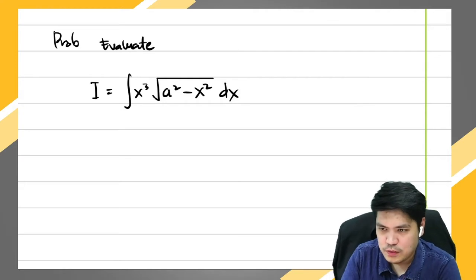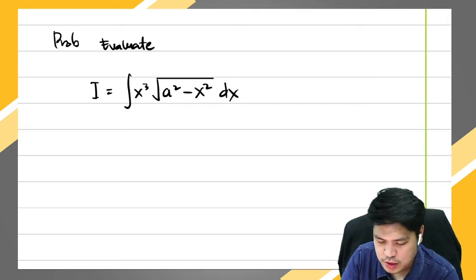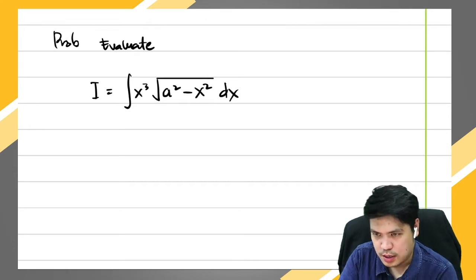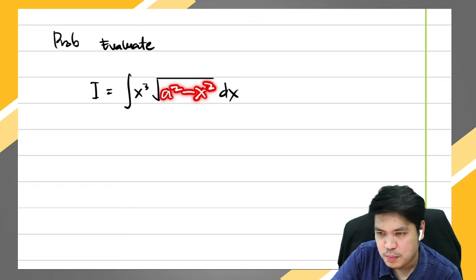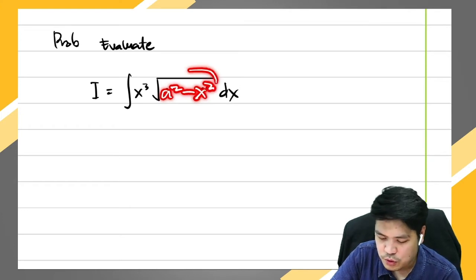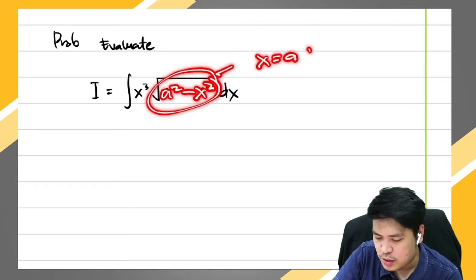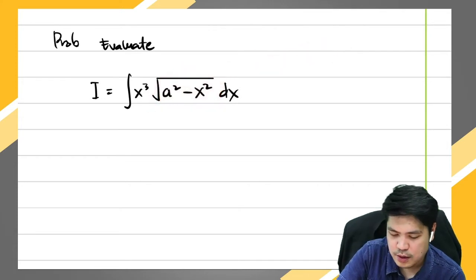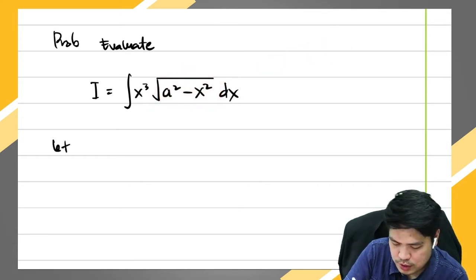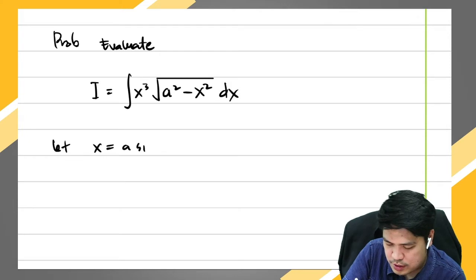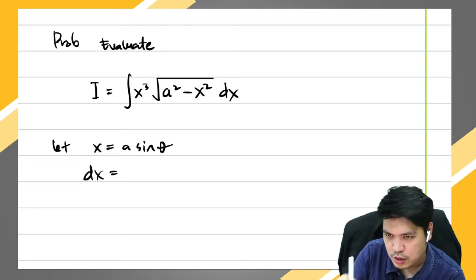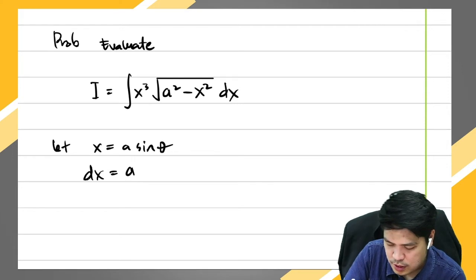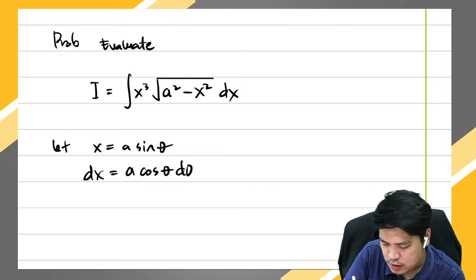So we need to evaluate I. I is equal to the integral of x cubed times the square root of a squared minus x squared dx. So a squared minus x squared appears in the integral. Therefore, we need to use x is equal to a sine theta. So if we do that, we let x equal a sine theta. It follows that dx is equal to the derivative of a sine theta, that's a cosine theta d theta.